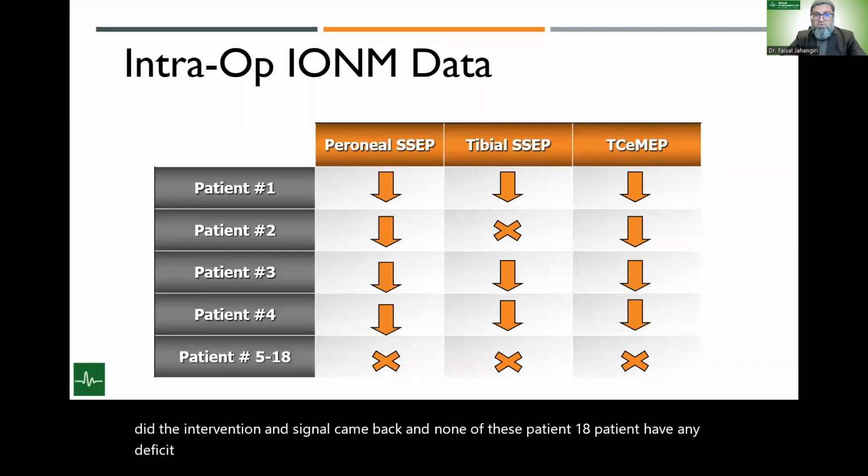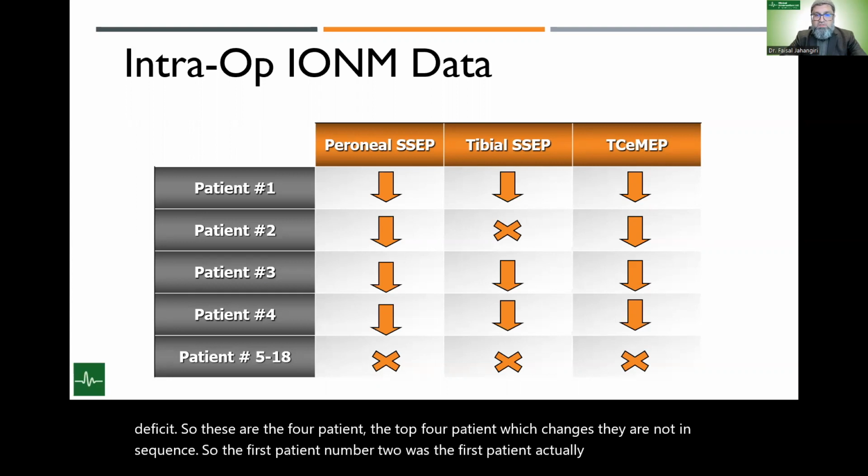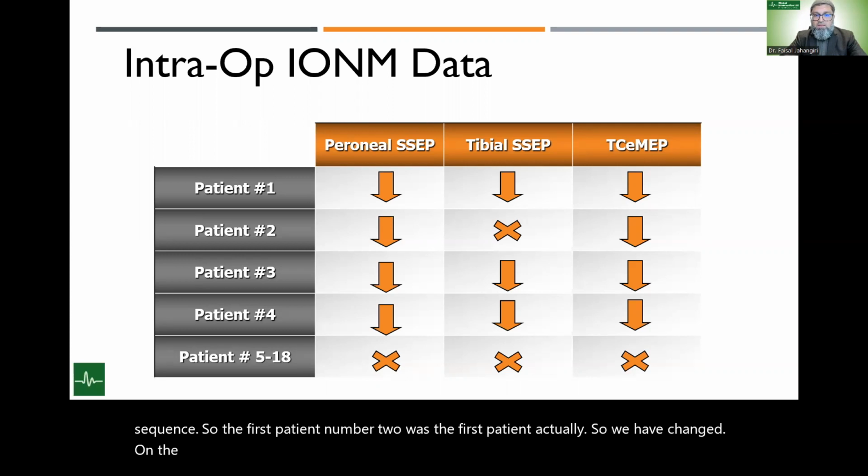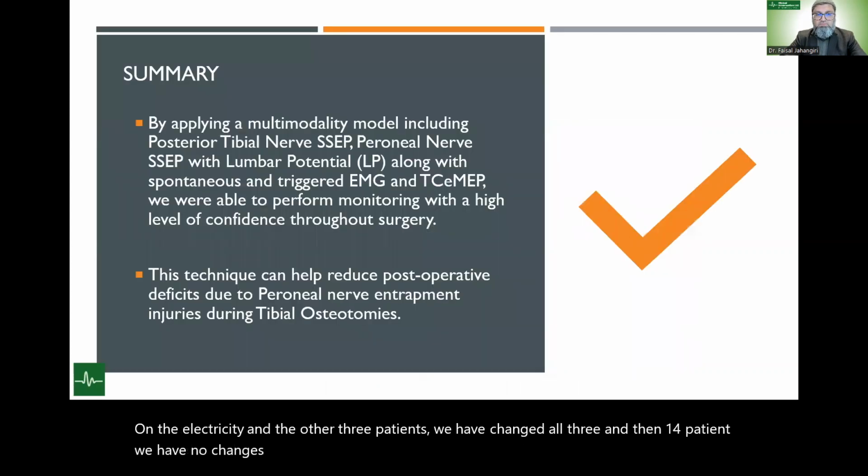So these are the 4 patients, the top 4 patients with changes. They are not in sequence. The first patient, number 2, was actually the first patient. We had change in peroneal and tibial, and in the other 3 patients we had changes in all 3. And in 14 patients, we had no changes in any signal.